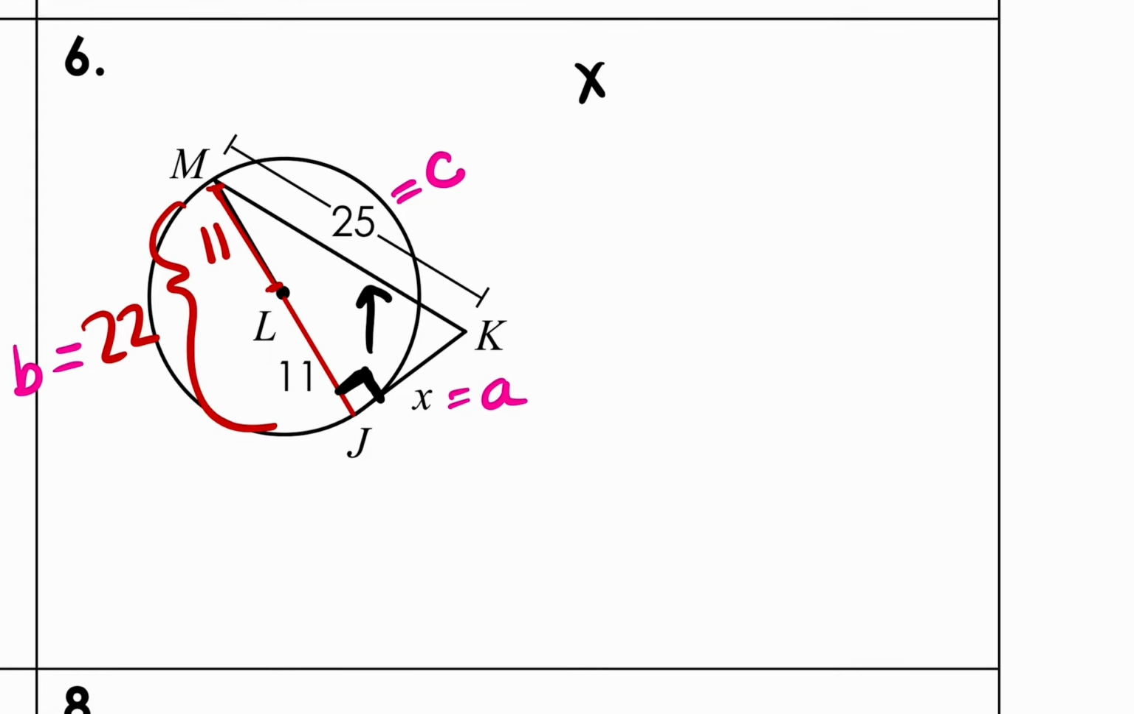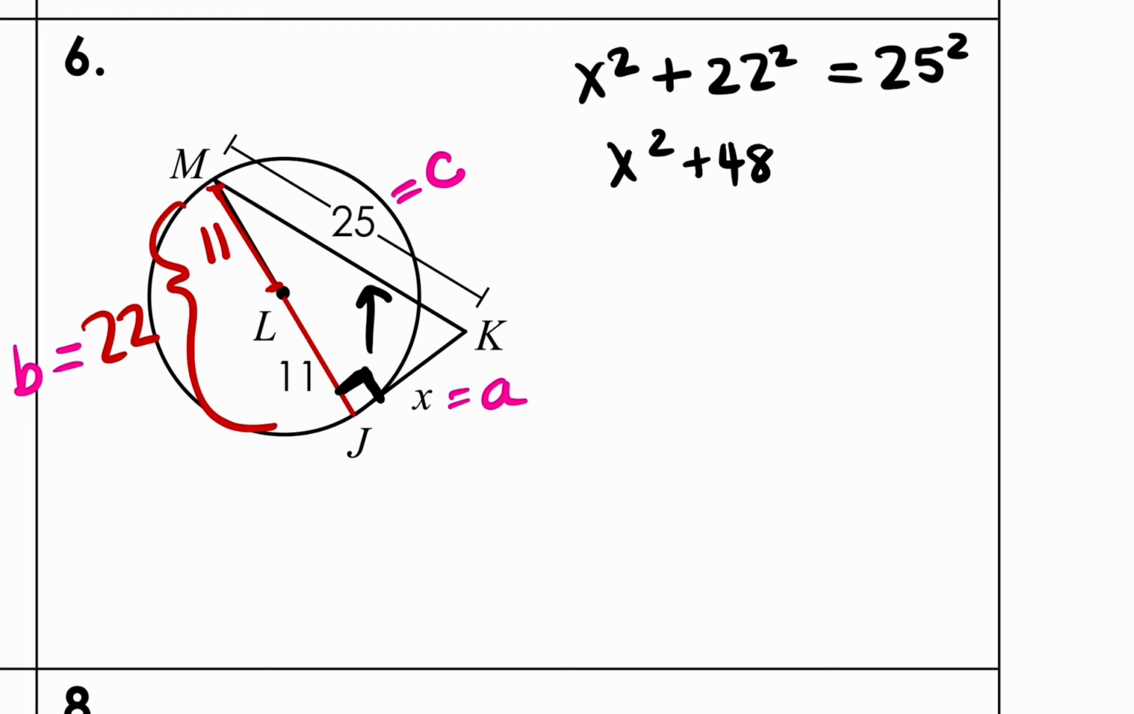So we're doing x squared plus 22 squared equals 25 squared. And we get x squared plus 484 is equal to 625. And I'm going to go ahead and stop there, and you can finish solving for x on your own, but you should get that x is equal to 11.9.